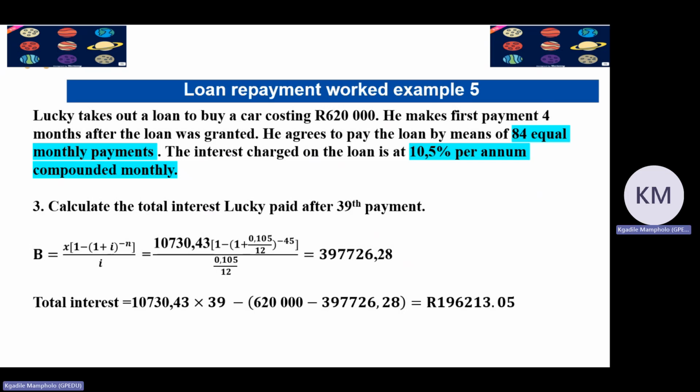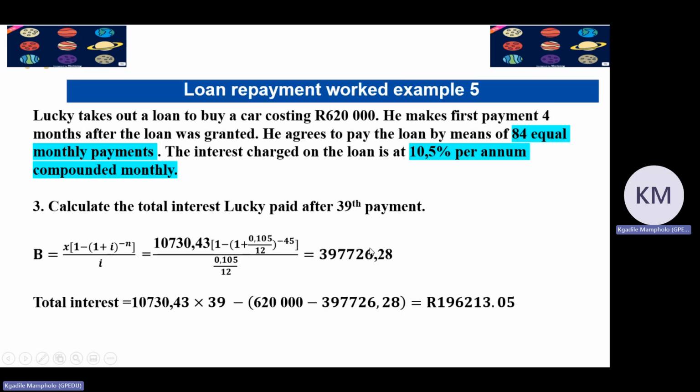How do you do that? You say 84, which is the total number of payments to be made, minus the last payment. So 84 minus 39, then N will be 45. It will be the total time minus the last time he paid. So the answer will be the outstanding balance after 39 months. This means that if Lucky pays this amount just after the 39th payment, then the loan will be settled.